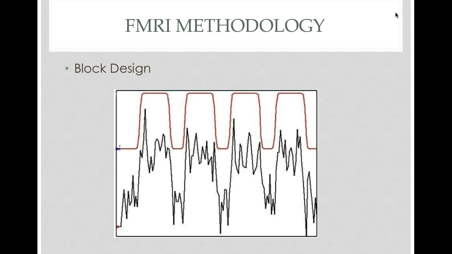You might get data like this, where the red line represents when they're told to tap their finger, and the black line represents the average BOLD signal of their motor cortex. And you can see it's higher during that time, so you could say that that area is active. The BOLD signal is heightened during that time for that task.